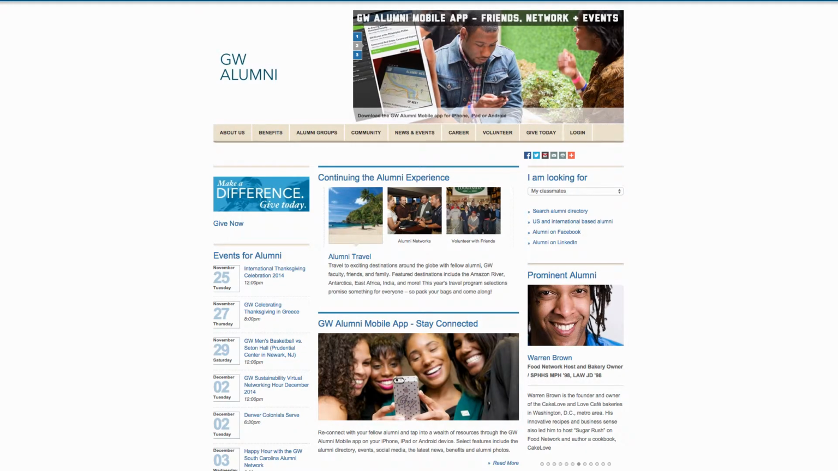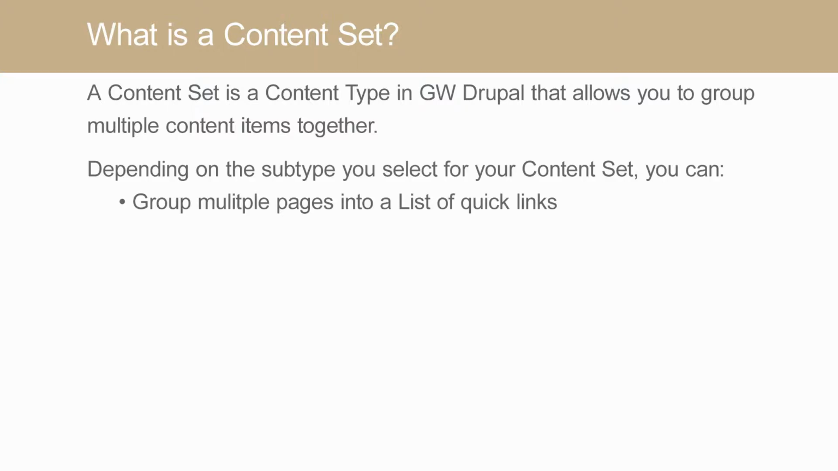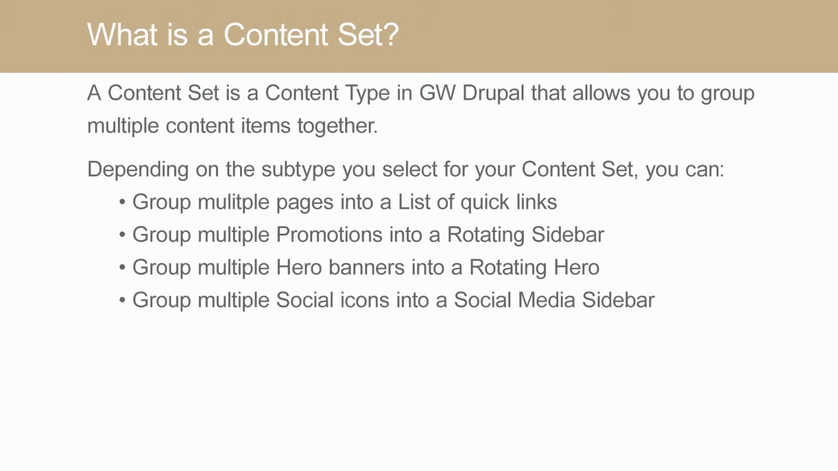The main strength of Drupal as a content management system is its ability to use a single piece of content in multiple ways across your website. To that end, one of the features developed in GW Drupal is the content set. A content set allows you to group multiple pre-existing content items together. For instance, to create a list of quick links, to create a rotating sidebar of promotions, to manage a rotating hero on the home page, to create a social media sidebar, and more.